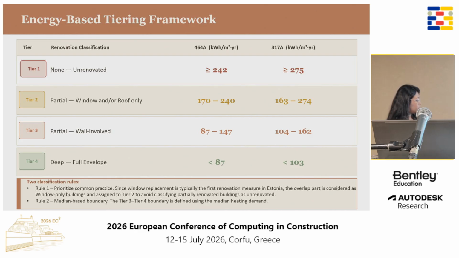One is common practice logic, and the second is median-based boundary logic. For common practice in Estonia, almost all the buildings have been through at least a window change. So in that case, if there is overlap between tier 1 and tier 2, then we understand that the window has at least been changed, and we put the building into tier 2.